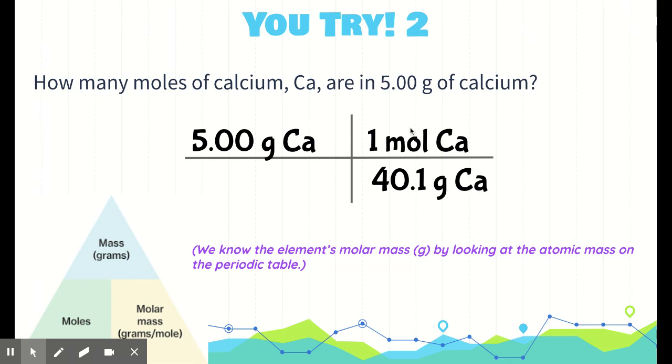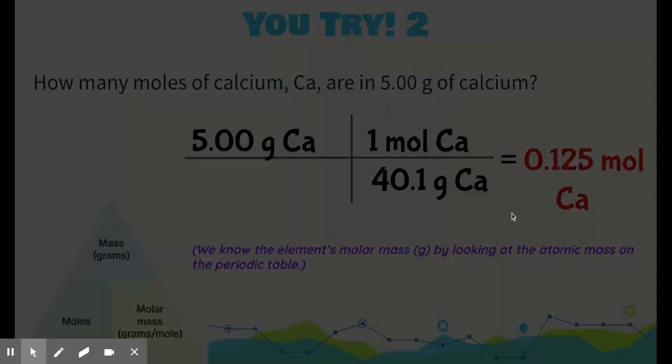We're going to set that equal to 1 mole. So in this case, you would have 5 times 1. You'd divide that by 40.1. So we end up with 0.125 moles of calcium.